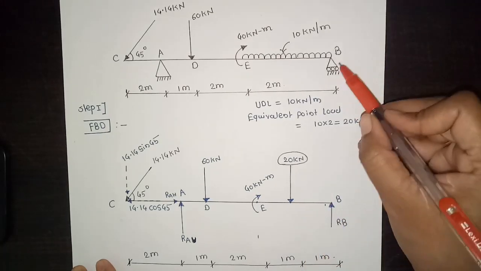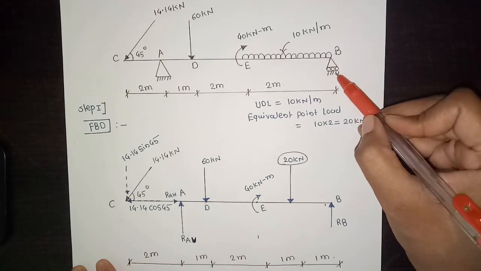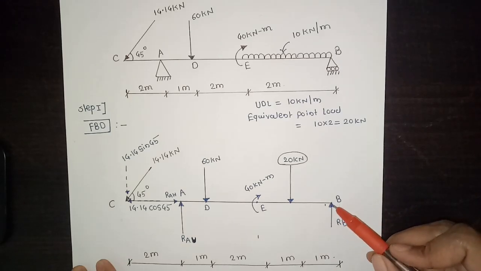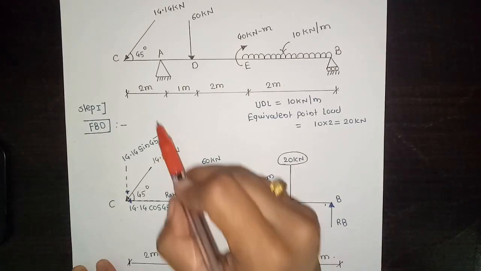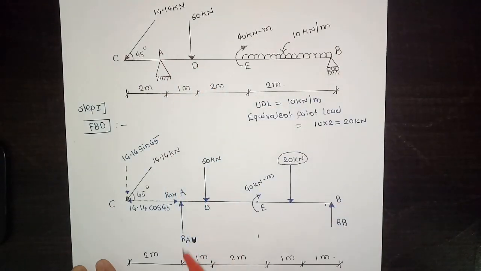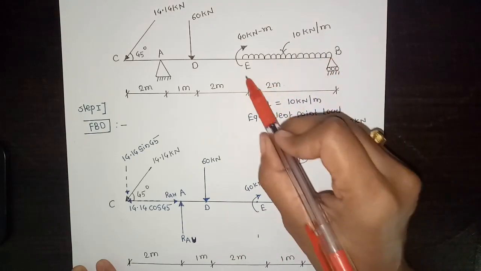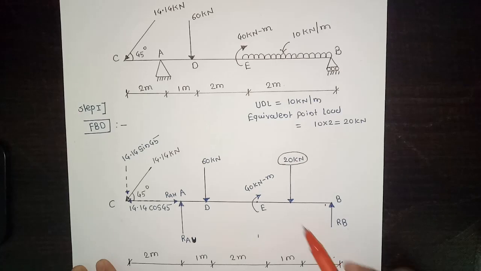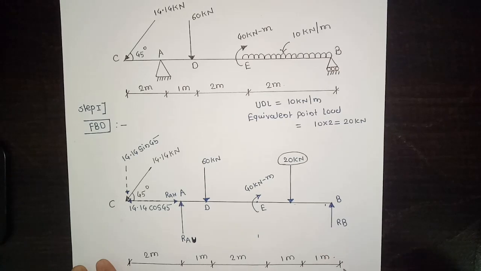Then at point B we have given roller support. So for roller support we have to calculate only one reaction, that is vertical, so reaction at support B, RB. And distance C to A is 2 meter, A to D 1 meter, D to E 2 meter, then E to B is 2 meter, E to this midpoint 1 meter, and this point to this point 1 meter. Okay, so this is the first step, free body diagram.